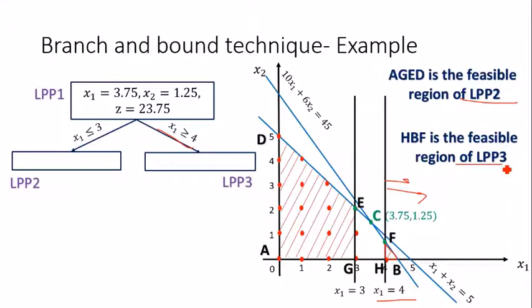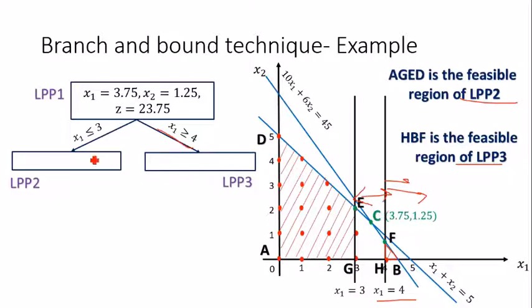Because now we are to solve the new LPPs, LPP2 and LPP3, we need to identify their feasible regions accurately. This is how the feasible regions are identified. They come from the original feasible region, but there will be a gap created between them because the region between 3 and 4 has been discarded. We have created 2 sub-regions out of the original feasible region.